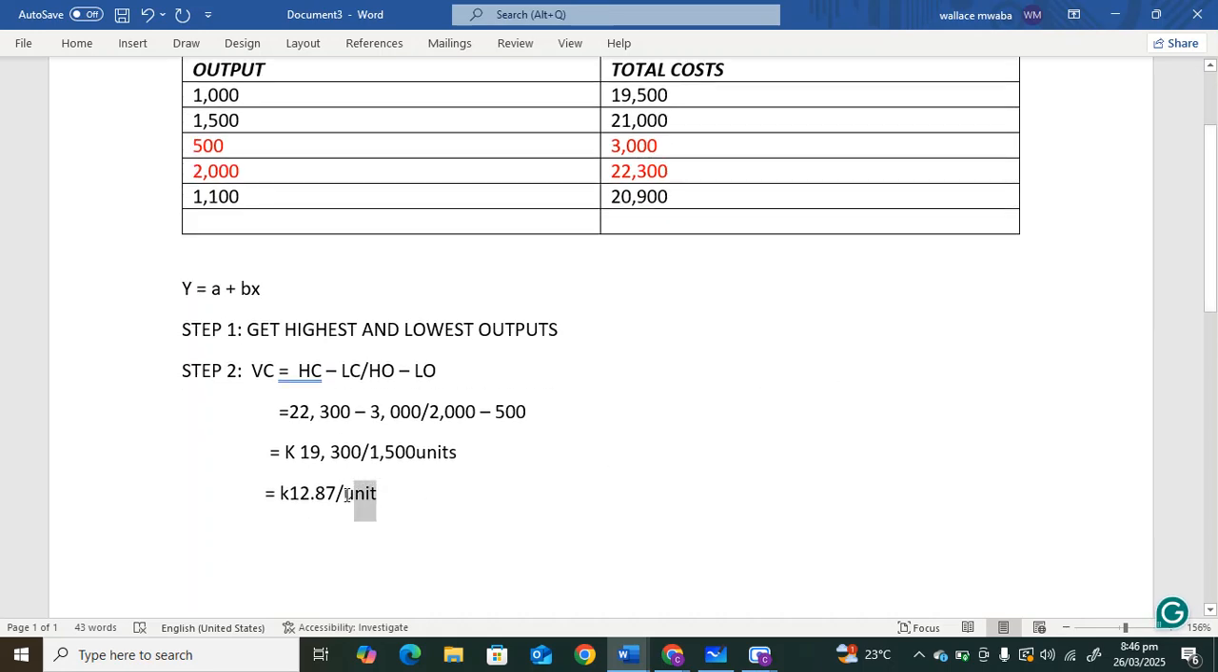So units are represented by X. So you can say 12.87x. Okay. What's the next step?